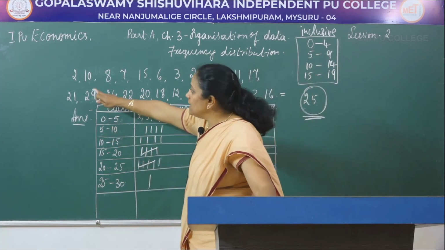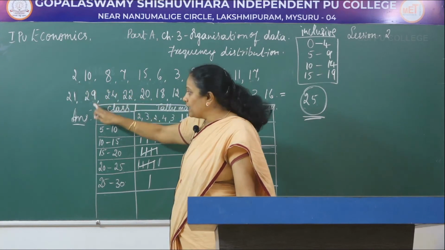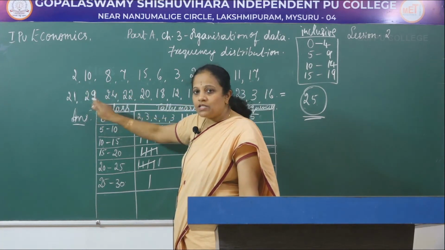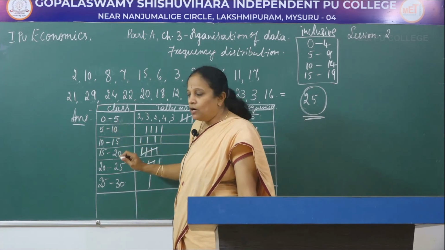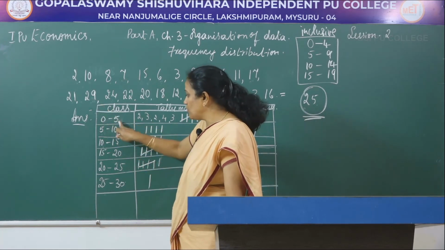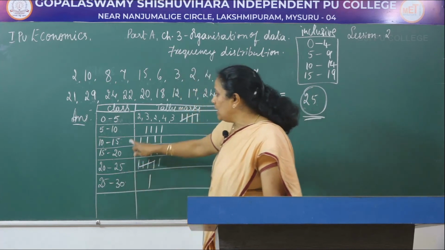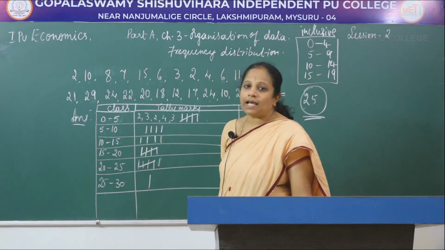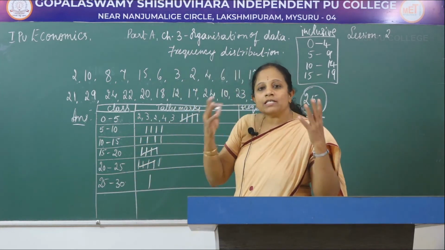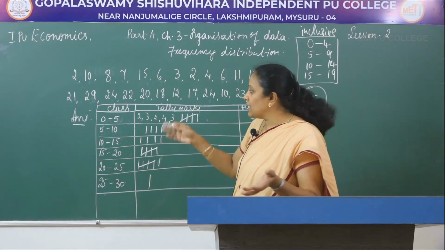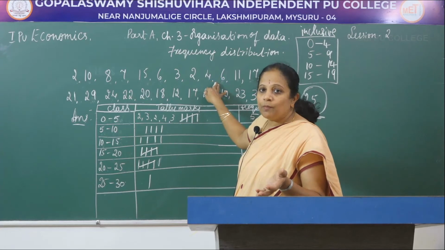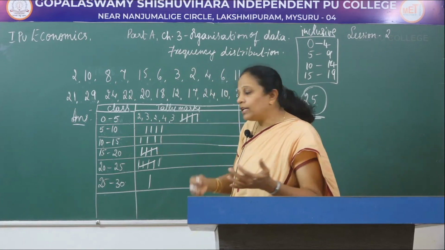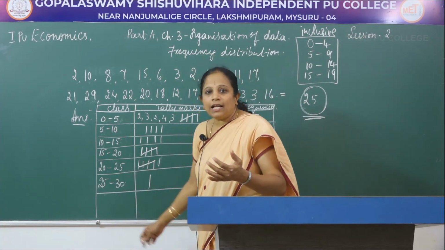So here the least number is 2 and the highest number, the largest number, is 29, and we have decided the class width as 5. So it ranges from 0 to 5 up to 25 to 30. Totally there are 6 classes. So if there are still more numbers or larger numbers in this group, then we can go to another 2-3 classes.